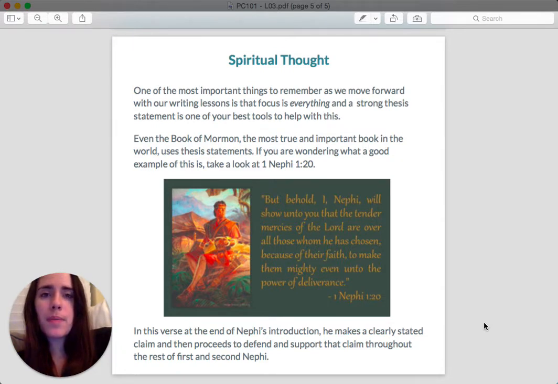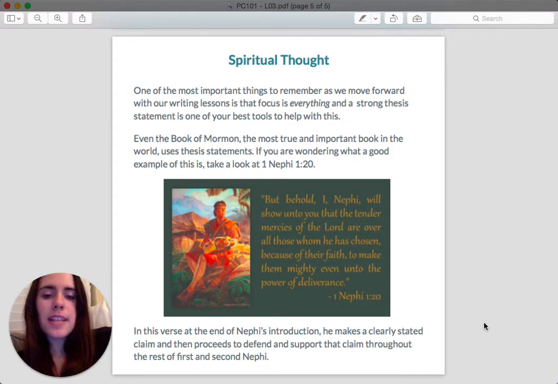Even the Book of Mormon, the most true and important book in all the world, uses thesis statements. If you're wondering what a good example of this is, take a look at 1 Nephi 1:20, where it reads, "But behold, I Nephi will show unto you that the tender mercies of the Lord are over all those whom he has chosen, because of their faith, to make them mighty, even unto the power of deliverance."